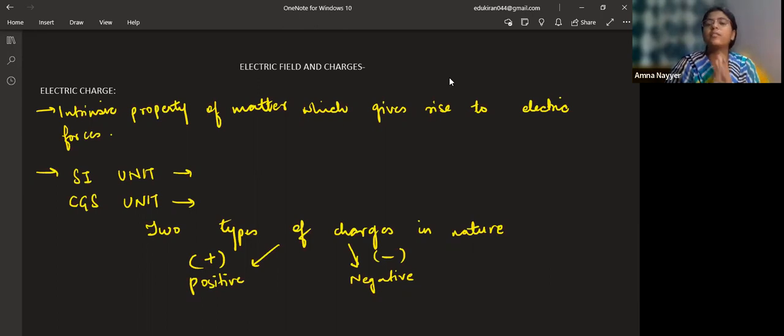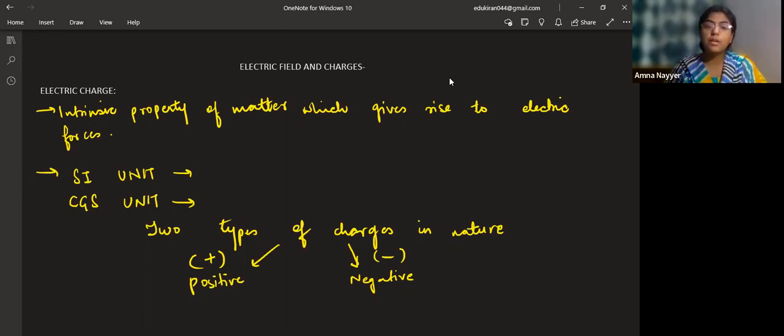Same is the case of electric charge in your electrostatics. These are very basic quantities without which no electromagnetic phenomena can occur. So these basic electric charges give rise to various huge phenomena which lead to the current and all the electricity and the flow of charges to happen successfully. So it's an intrinsic property of matter which gives rise to various forces, various fields.